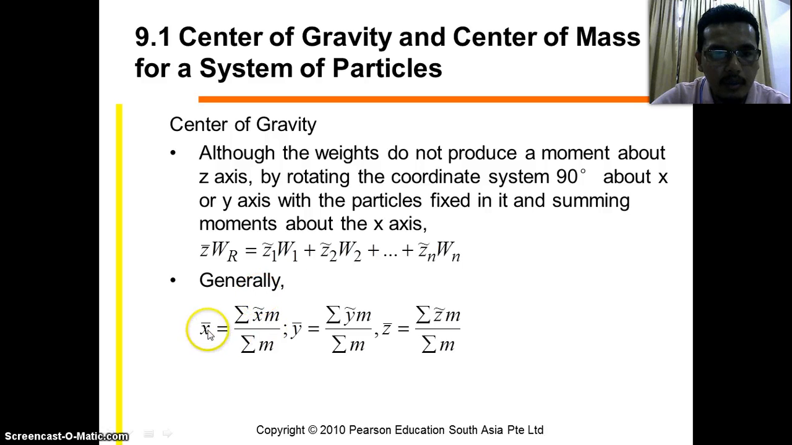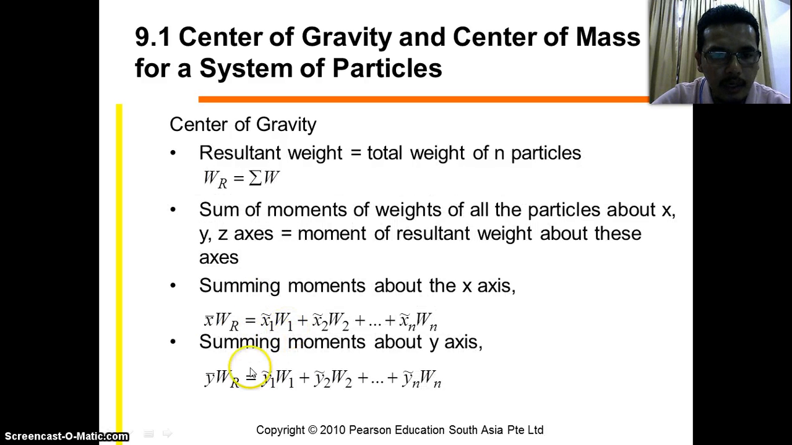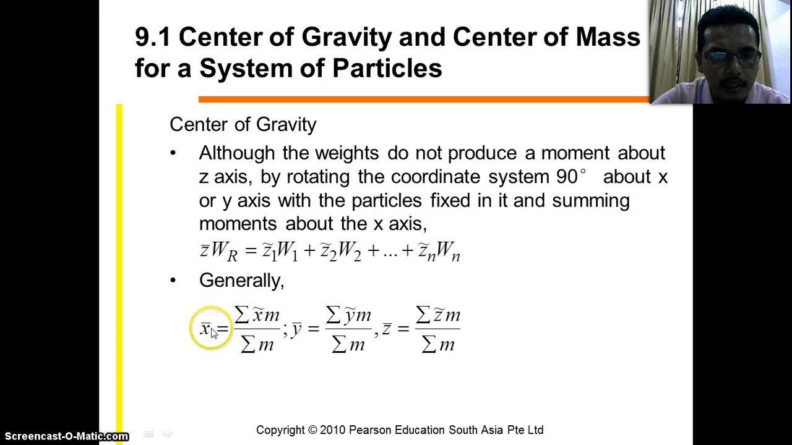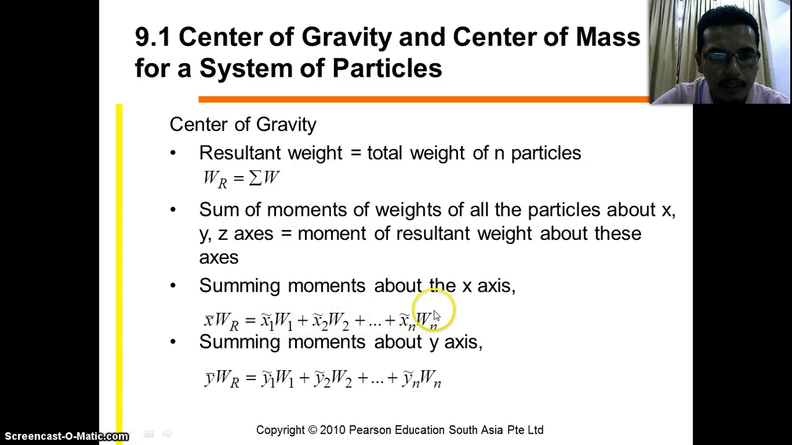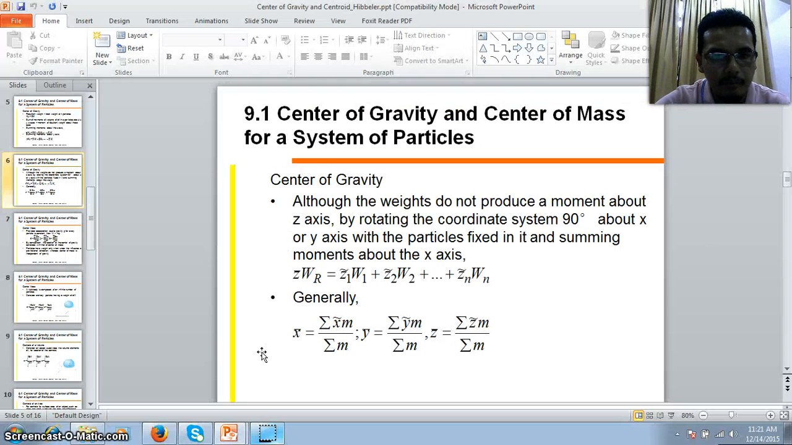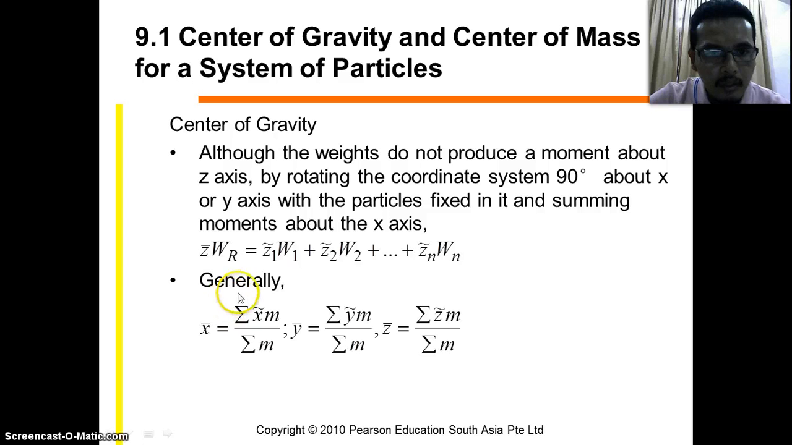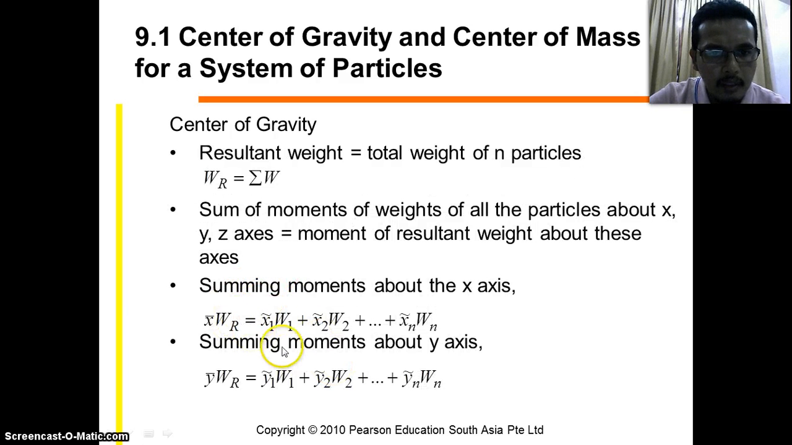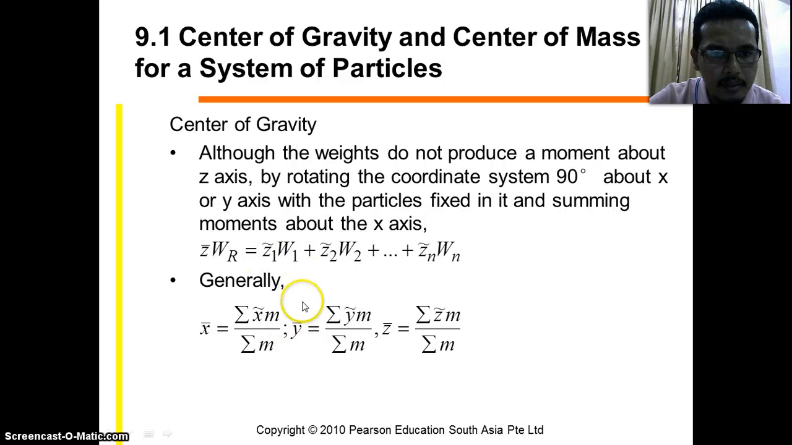So generally, the x bar here, when we divide by the total weight, the total x multiplied by m divided by the summation of m. Now from this summing moment about x, about y, and also about z, generally x bar is the summation of x tilde times the specified weight or mass, divided by the total resultant of masses. So this is actually the center of mass or the center of gravity.